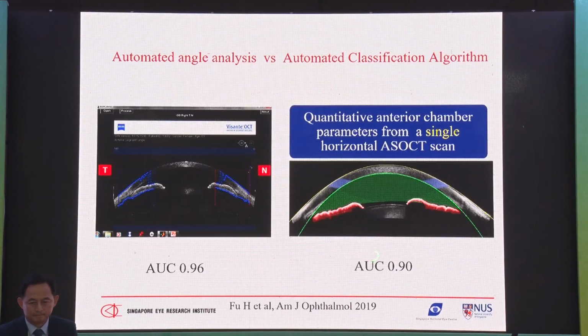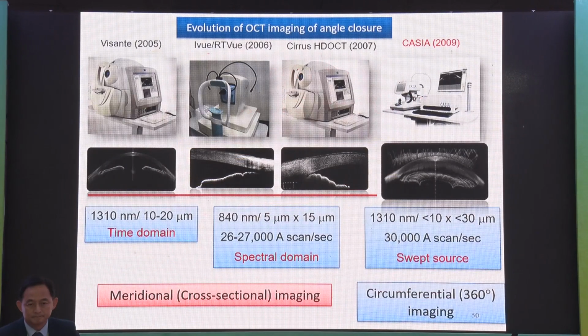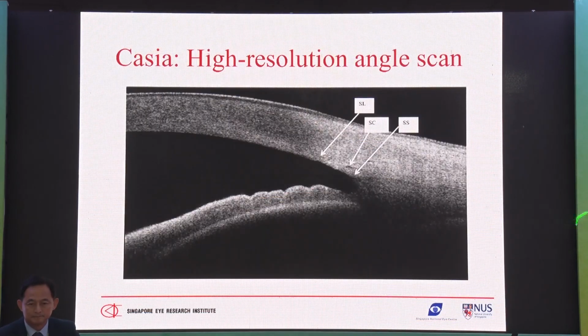So the two studies were very similar. And in fact, the single scan was good enough to help us in making the diagnosis. Let's move on to the Swept Source OCT, and this is a newer OCT device, and this is made by Tomey, the Casia. And this also can obtain high-resolution images of the angle, as you can see here.